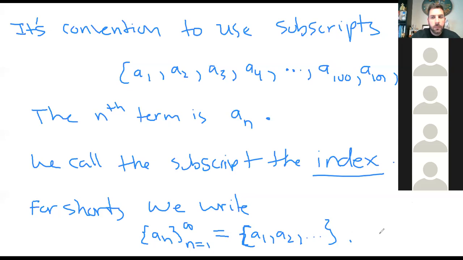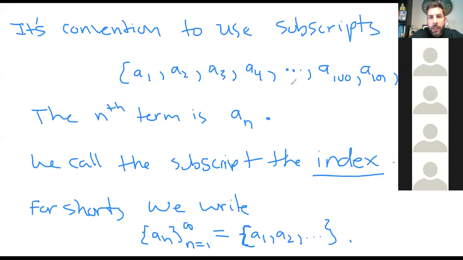Is n the index or any subscript? No, and okay, so it depends on context. So what we're saying is the index is just the subscript. So it could be 3, it could be 116, it could be K, it could be J, it could be N. It doesn't matter. We're just saying that that's what we call the subscripts. They're called the index of the sequence.